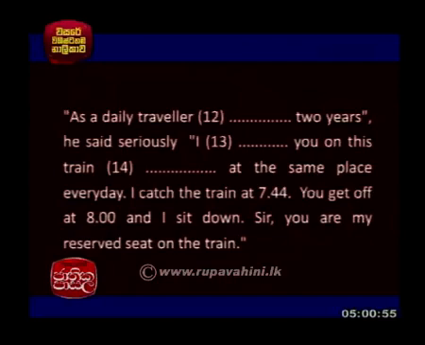As a daily traveler, for 2 years. So as a daily traveler, the answer should be for 2 years. He said seriously, I see you on this train. Then the past tense story now comes to the present tense. I see you on this train seated at the same place every day. I catch the train at 7:44. You get off at 8 and I sit down. Sir, you are my reserved seat on the train.